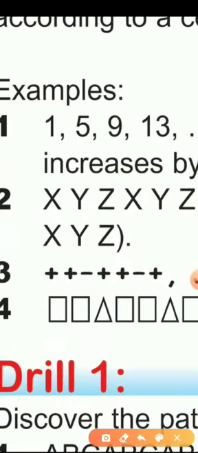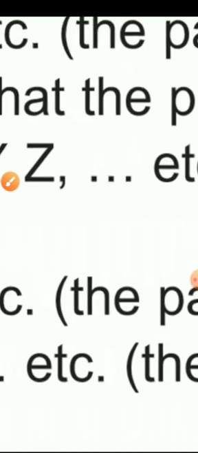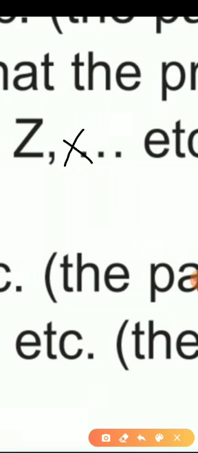What are the first 3 letters? The first 3 letters are X, Y, Z. Okay, so the pattern sequence here is repeating X, Y, Z. Okay, so to get the missing letters here, you have to write the first 3 letters. The first 3 letters here are X, Y, and Z. Okay.